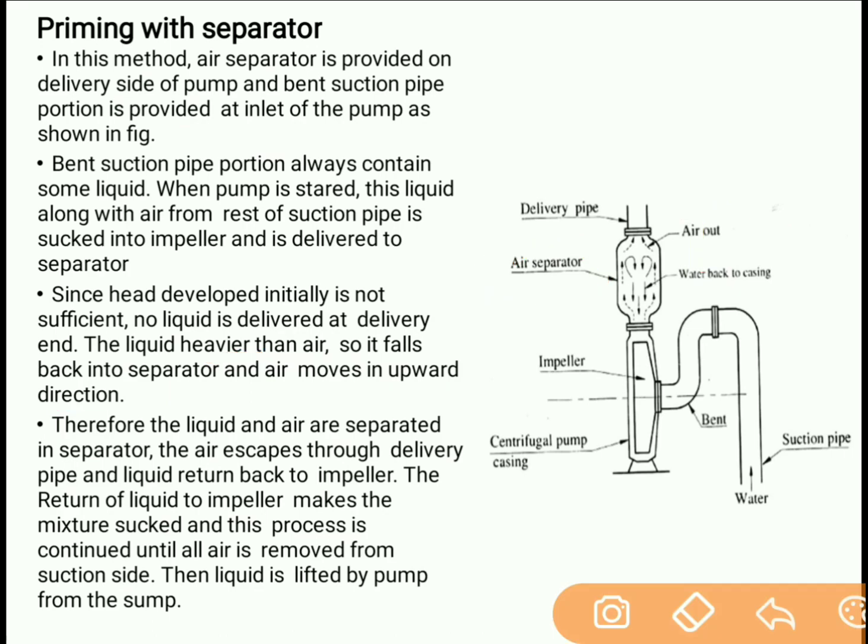Therefore, the liquid and the air are separated in the separator. The air will move out through the delivery pipe and the liquid will return back to the impeller, because the amount of liquid in this bent pipe is very small. So slowly the liquid will get accumulated inside this impeller.